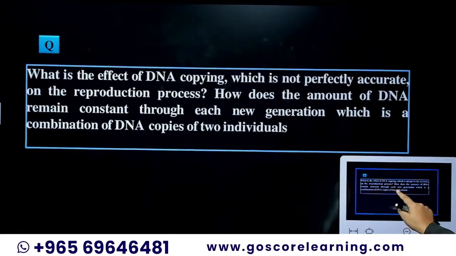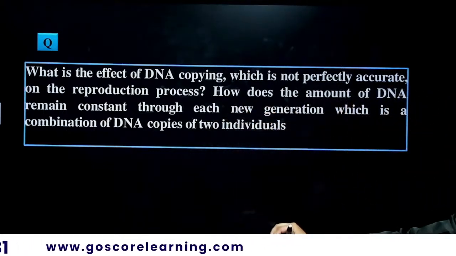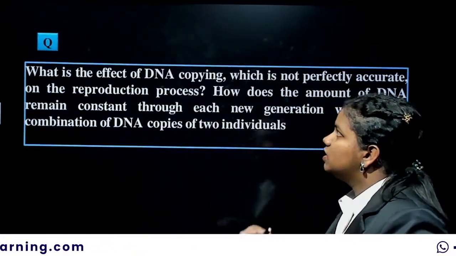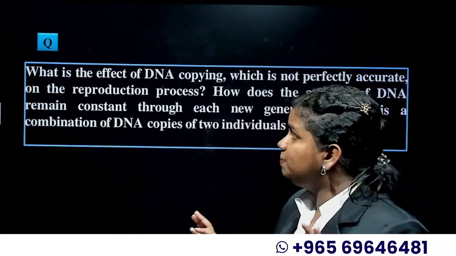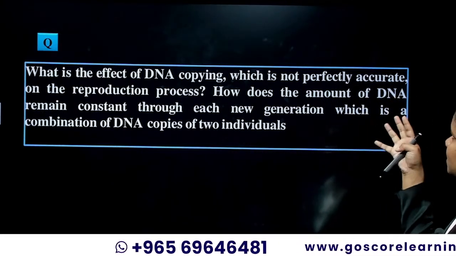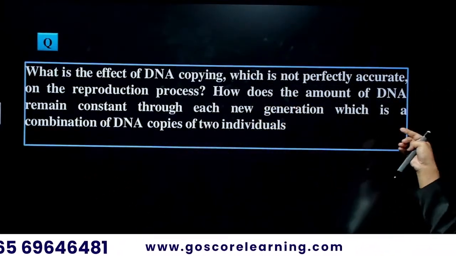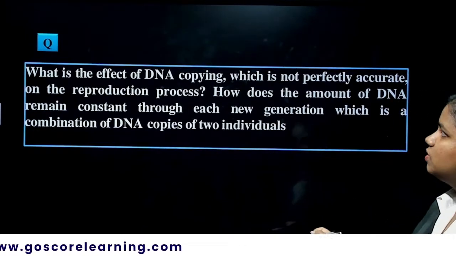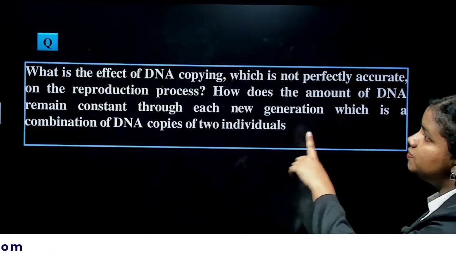Okay, fine. Now this is another question. Let's go through it. It looks so big. Let's read it. What is the effect of DNA copying, which is not perfectly accurate, on the reproduction process? So DNA copying, this DNA replication happening, is not a biochemical process which is perfectly accurate. Okay, that's the thing. How does the amount of DNA remain constant through each new generation, which is a combination of DNA copies of two individuals? So that's the question. We have to answer two things. What is the effect of DNA copying which is not perfectly accurate?